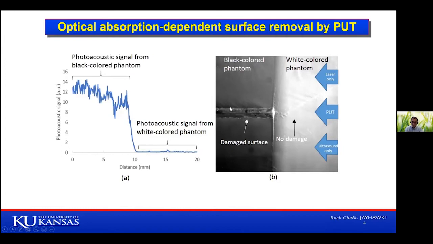If you do a scan using photoacoustic imaging, the left hand figure shows the photoacoustic signal, which of course is very strong from the black phantom. You have no photoacoustic signal from the white phantom, because there is no optical absorption. And in this case, we found that when we apply laser and ultrasound together, you can see the surface damage on the black part only, because of strong optical absorption. On the white part of the tissue phantom, there's no damage because there's no optical absorption.